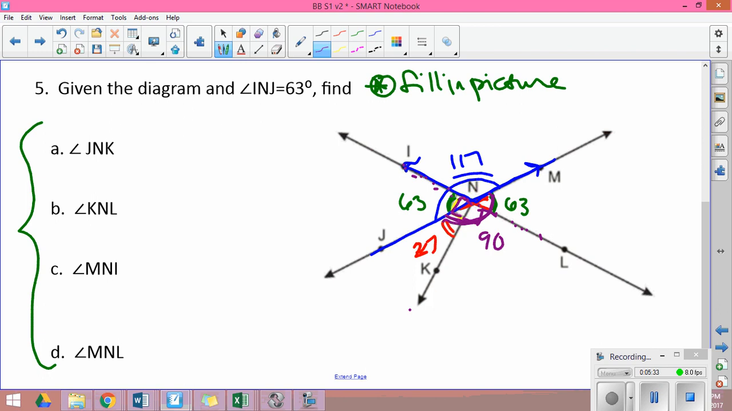So now that I have my picture filled in, I come over here and say J to N to K is 27. K to N to L is 90. M to N to I is 117. And M to N to L is 63.